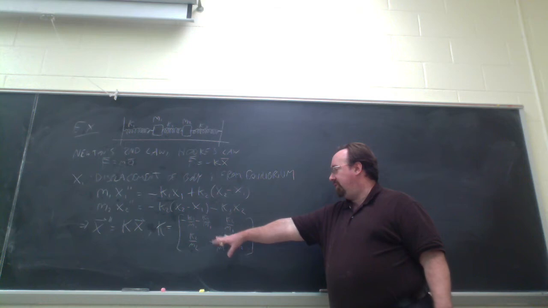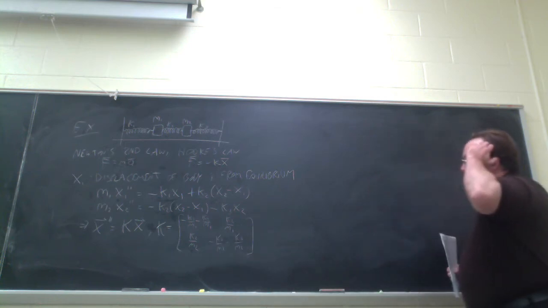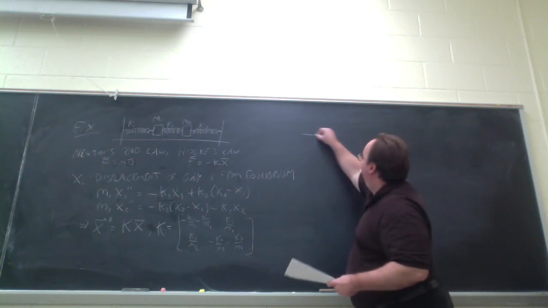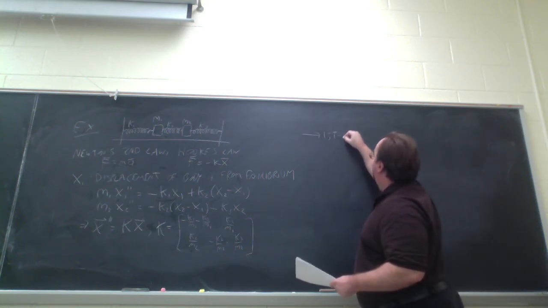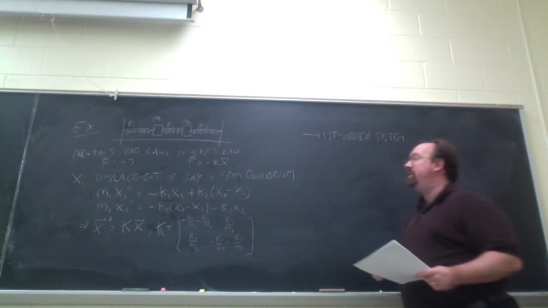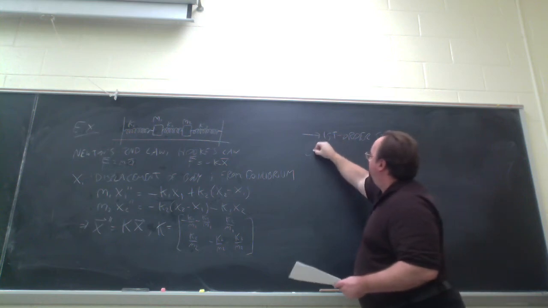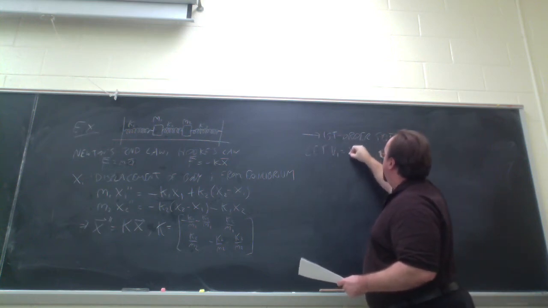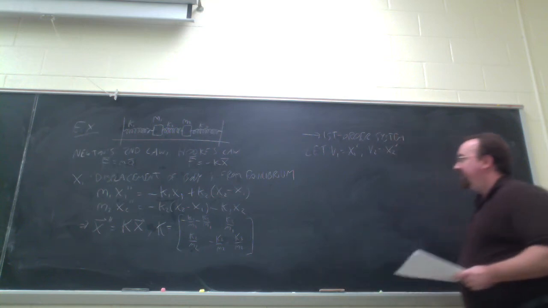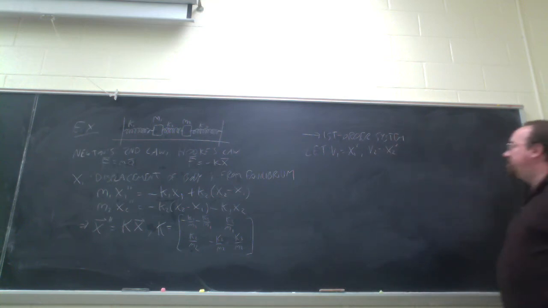This gives you part of the work that you need. So now, to convert to a first order system, you want to introduce new variables for the velocities. So I'm going to let v1 is x1 prime, v2 is x2 prime. So now I can write out the system in full.